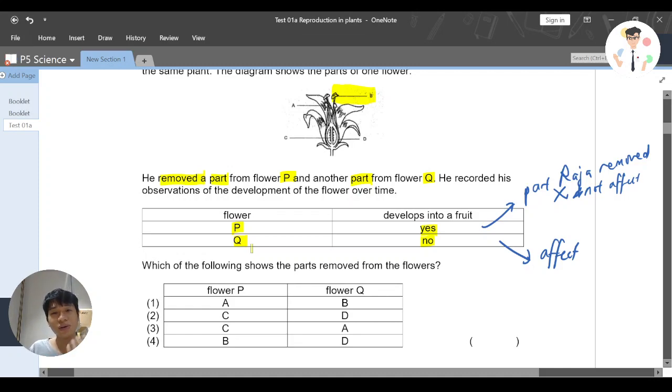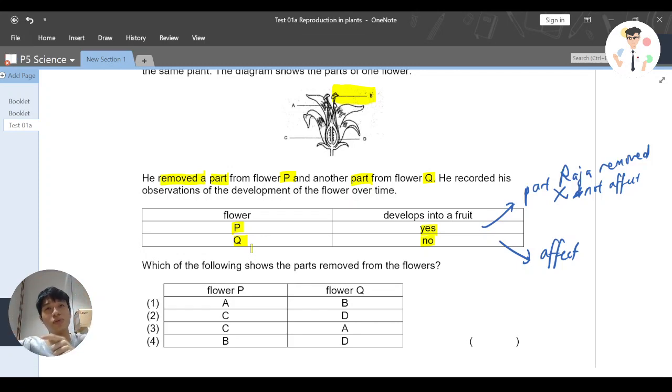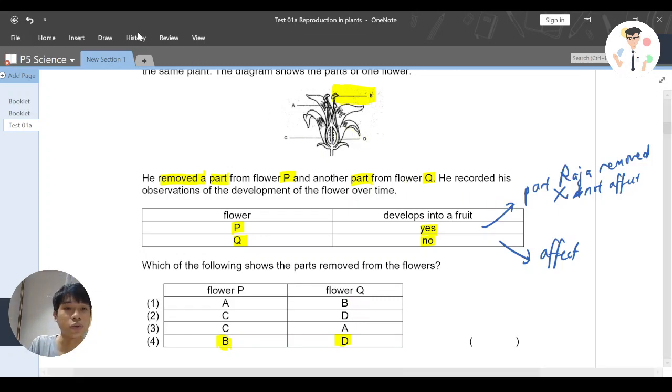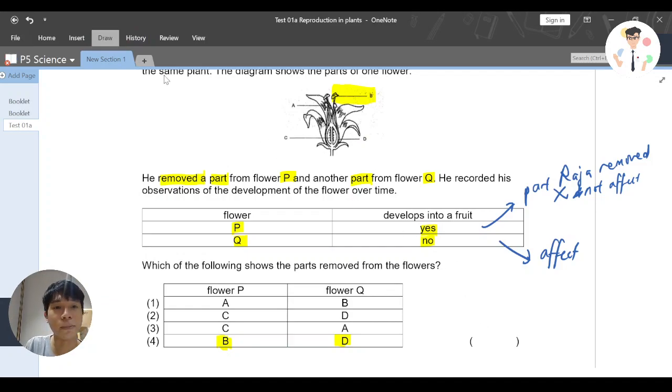but it is not necessary to use your own anther, because you can use other flowers' anthers to produce pollen grains. So I know that P, which does not affect, is B. How about A? A is important, C is important, D is also important. So we know that P is B. Then let's check, is D very important, will it affect the development into a fruit? The answer is yes, of course, the ovary. That's why the answer here is option number 4.